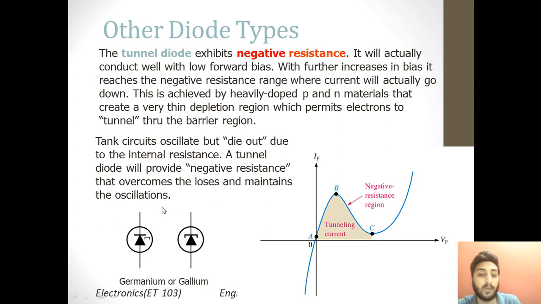If you want your oscillations to be maintained, you do not want to lose your oscillations, so you will need a tunnel diode that will help you, inshallah, to keep those oscillations going on, and it will prevent them from different losses.